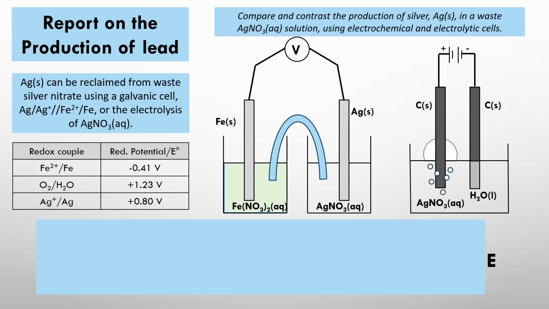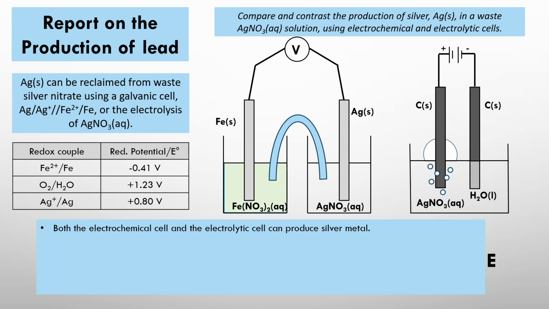So here's our two cells. We're going to talk about what's the same and what's different. The actual thing here is they wanted us to compare and contrast the collection of silver from a waste solution using electrochemical and electrolytic cells. Okay, so we're going to talk about, do they both produce silver? The first thing we can say is both of them can produce the silver metal. Both the electrochemical and the electrolytic cell can produce silver metal. Okay, so that's the thing that's similar about both of them. It might not always be true, and if it's not, you say one does and one doesn't, but that's okay. In this case, they do.